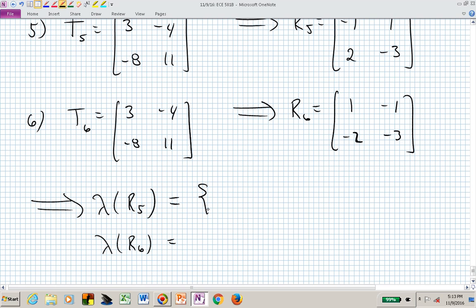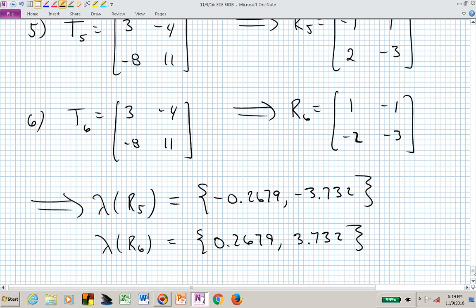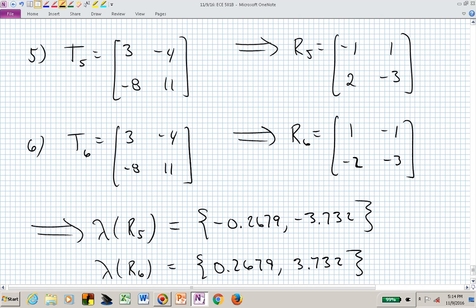R5, if we take its eigenvalues, we'll find that they're minus 0.2679 and minus 3.732. So they're both negative. And the eigenvalues of R6 are 0.2679 and 3.732. Can we say anything about R5 and R6 relative to our earlier definitions?